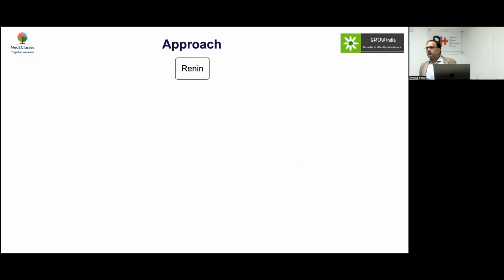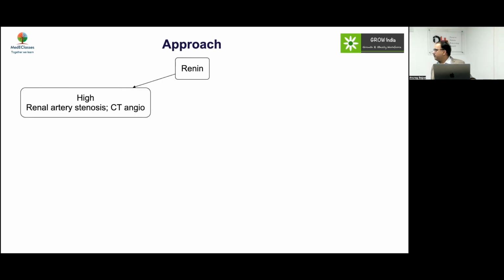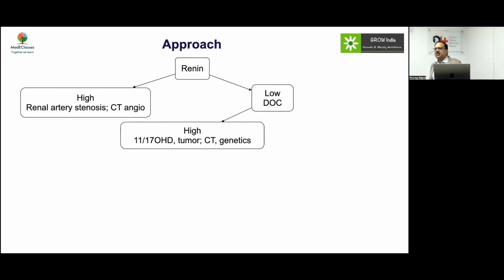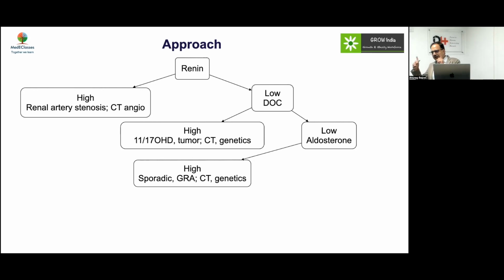So the approach to an individual who presents to us with suspected endocrine hypertension is to look at the renin level. If the renin level is high, possibility is renal artery stenosis, go for a CT angio. If the renin level is low, go for DOC level. If DOC is high, this is 11 or 17 hydroxylase deficiency, go for a tumor, go for CT and genetics. If you have got low DOC and your aldosterone is high, this is primary hyperaldosteronism. So low renin, high aldo, then you go for CT, and then young patient, family history of recurrent strokes, think of a GRA. So response to steroid will be significant.